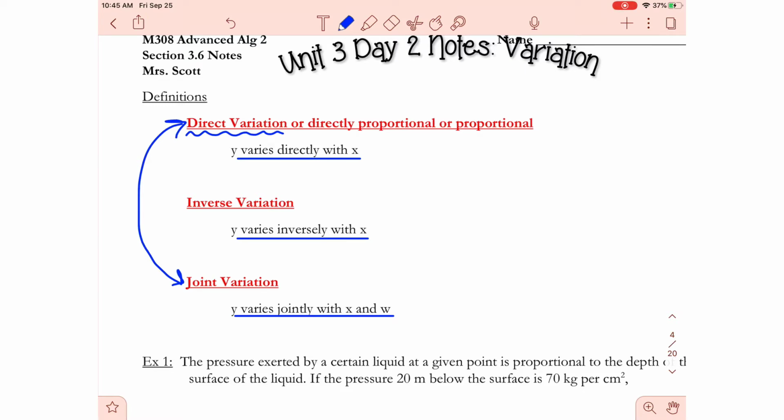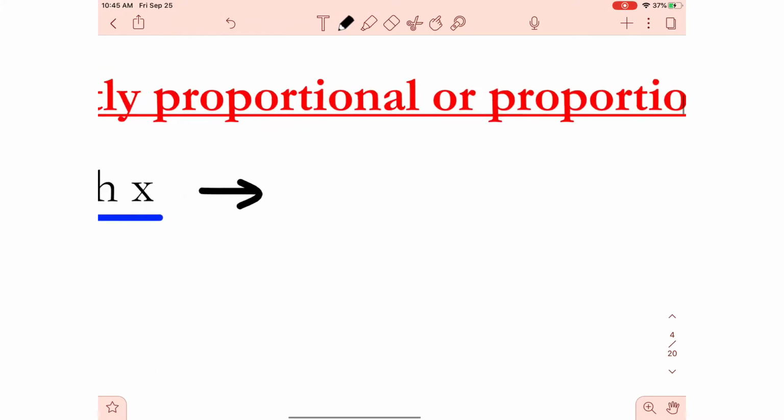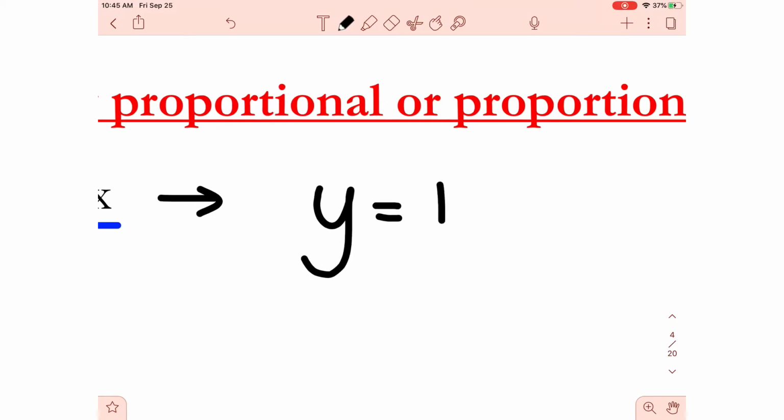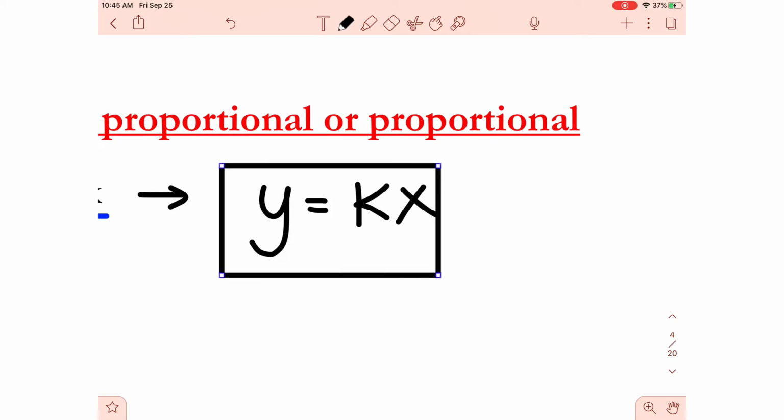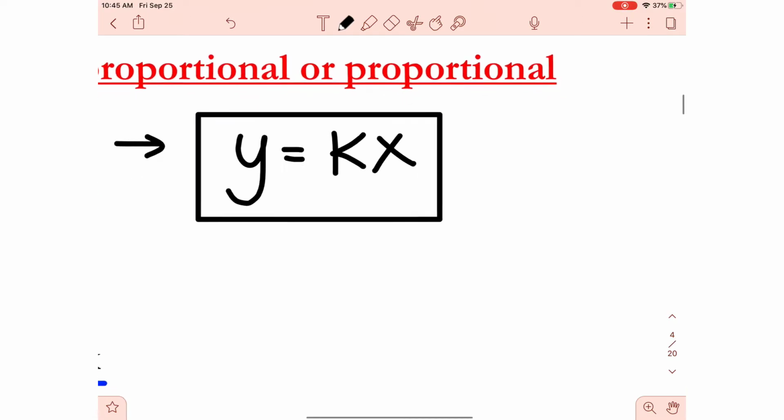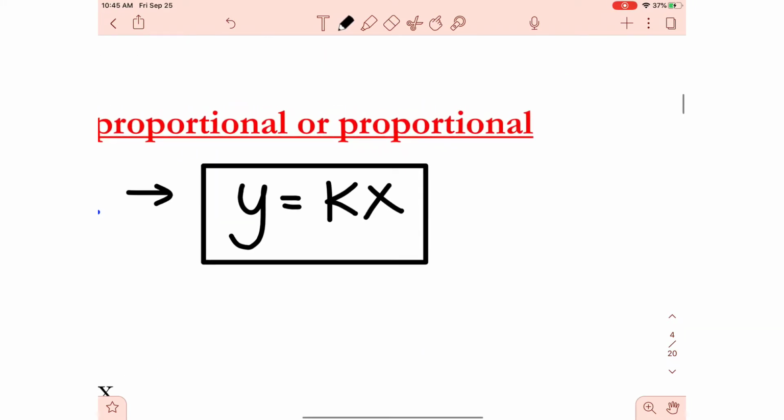So there are formulas that go with this. If y varies directly with x, the equation looks like this: y equals k times x. We also call this proportional or directly proportional. So what is that k? That k is called the constant of proportionality. It's basically the multiple of x that equates to y. So it's a number, like y equals 2x or y equals 5x, and it's a number that we have to solve for in every problem given some information.